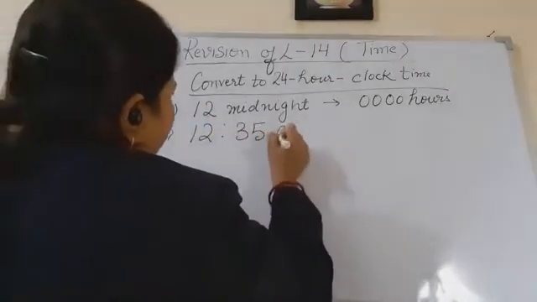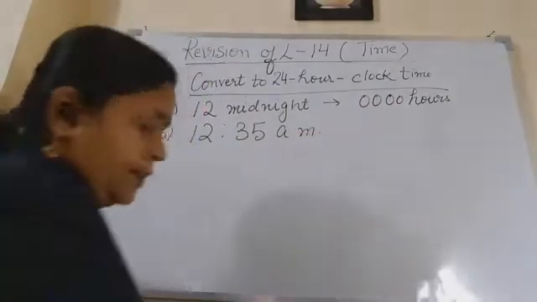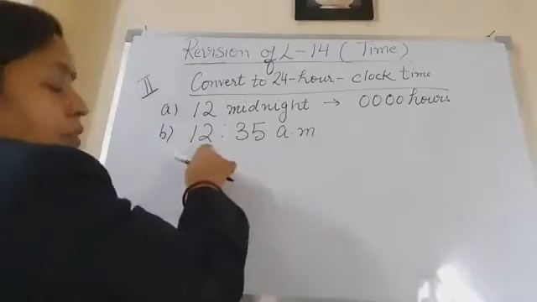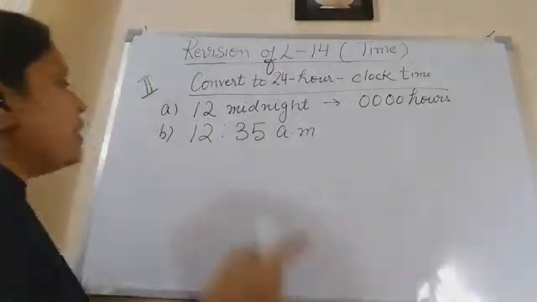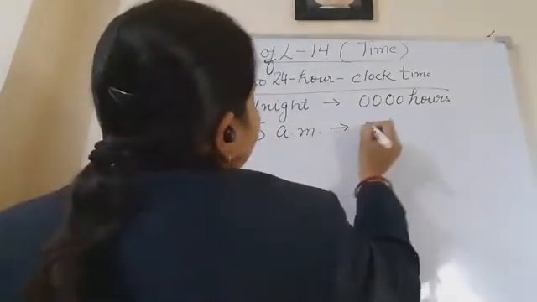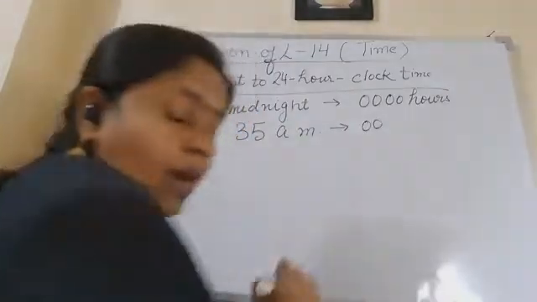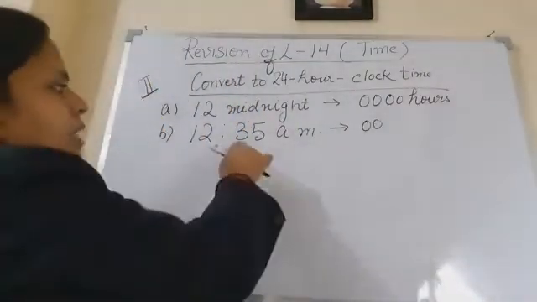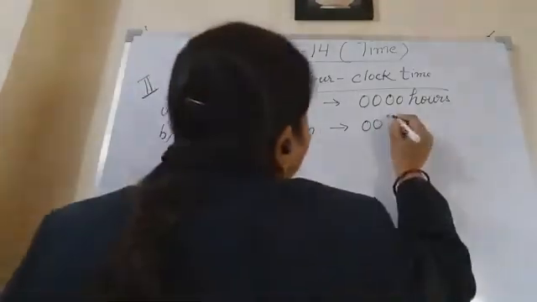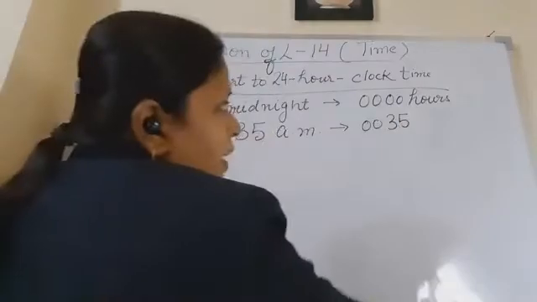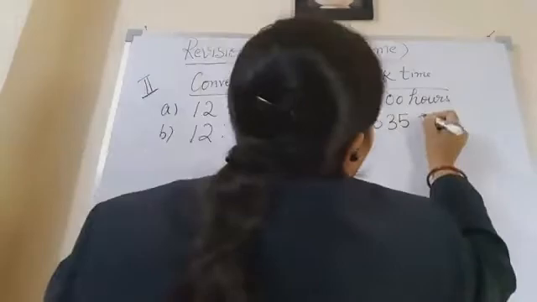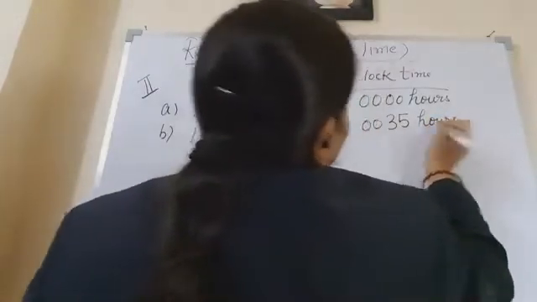12:35 a.m. Now children, first of all, you see, if the time is in a.m., it means 12 refers to midnight. Okay, so this is 12 midnight time. So you know that 12 midnight is written as 00 hour in the 24-hour clock time, and the minute is given 35. That is 35 minutes past midnight. So you will write in the minute, you will write 35. So this time 12:35 a.m. can be written as 0035 hours in the 24-hour clock time.